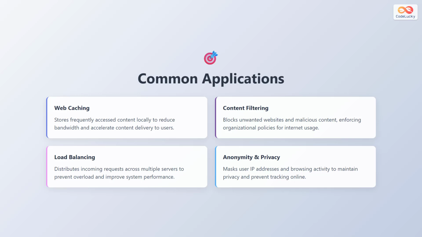Proxy servers have practical applications across four main areas. Web caching stores frequently accessed content locally to reduce bandwidth costs and accelerate content delivery to users. Content filtering blocks unwanted websites and malicious content, enforcing organizational policies for internet usage. Load balancing distributes incoming requests across multiple servers to prevent overload and improve system performance. Anonymity and privacy masks user IP addresses and browsing activity to maintain privacy and prevent online tracking.